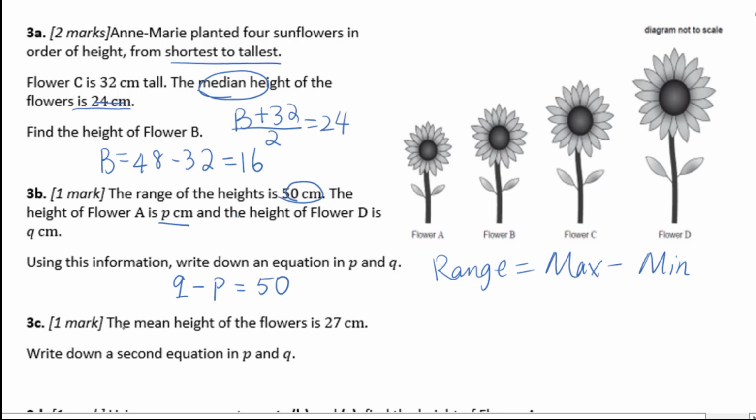For 3C, the mean height of the flowers is 27 centimeters. Write down a second equation in P and Q. Mean height means we add all heights together divided by 4. We already got flower B is 16 and flower C is 32. Then you add P, add Q, divided by 4 equals 27. This is the second equation. This is the first equation.